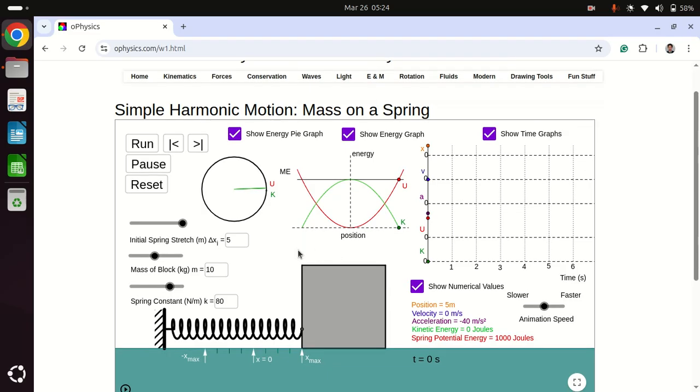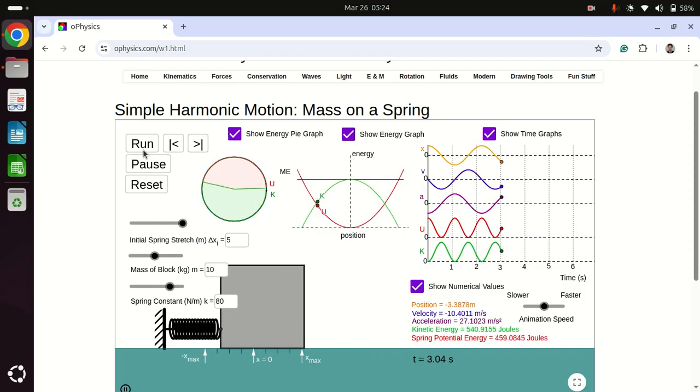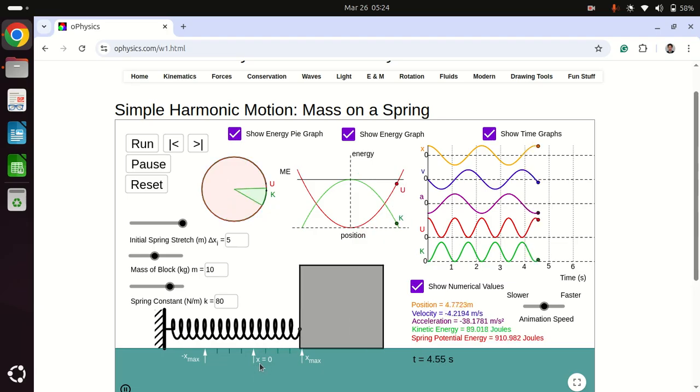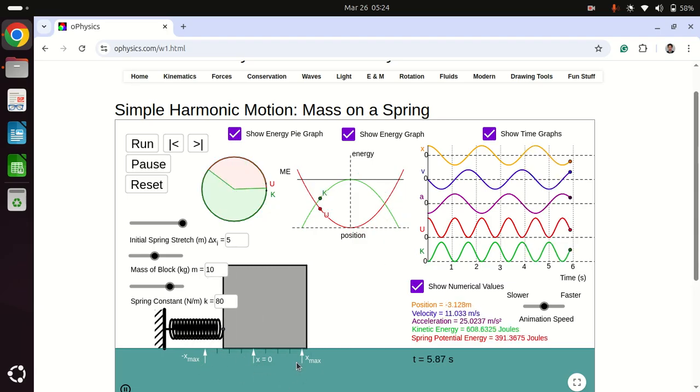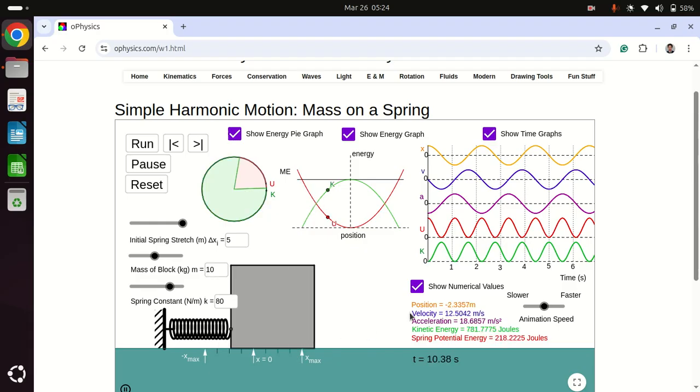Okay, now let's see if we hit run. This is going to oscillate. Here is x equal to 0 and these are the amplitudes. So it is almost 3 units. Okay, they are saying there is 3 meters, and now you can pause this, and at that particular instant you can see position, velocity, kinetic energy, potential energy, acceleration. Okay, animation speed you can change, you can see the time graphs.